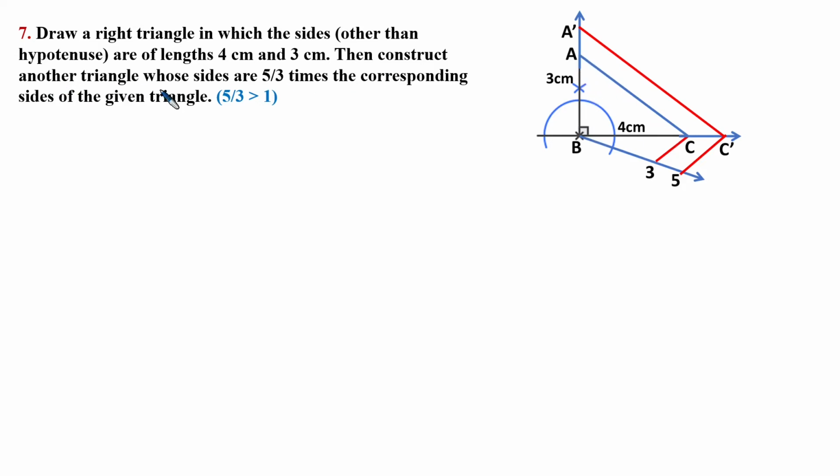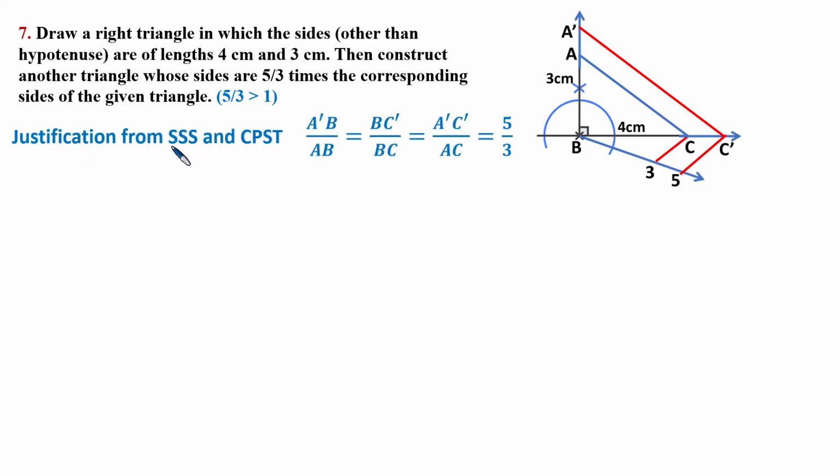Then construct another triangle whose sides are 5 by 3 times the corresponding sides of the given triangle. Here 5 by 3 is greater than 1, so again you can do the same thing. I am not repeating, I have just drawn a sketch. So this is how: 1, 2, 3, 4, 5. You can always do this. It's the same thing they are repeating again and again so that you understand it. So this is a justification given.